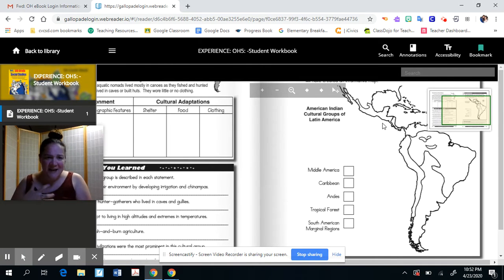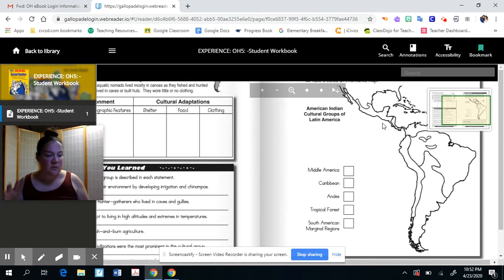Again, these facts and things that I'm going to give you do not by any means mean you have to memorize anything. Again, that's not the goal. The goal is for you to realize how the environment and the climate changed and affected how the American Indian cultures lived. Okay, and it's the same thing in the South American continent.